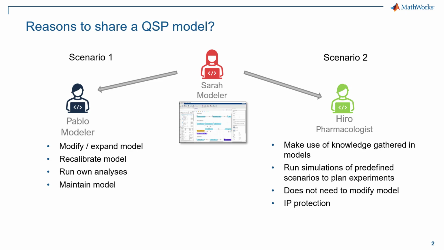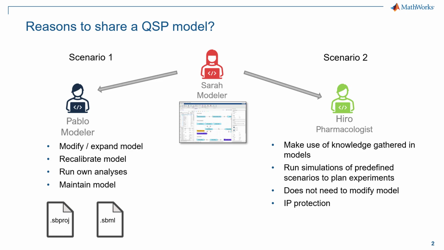So the solution to scenario number one is pretty straightforward. Sarah could share the SimBiology project file directly with Pablo. So the SBProj file would contain the model, the data she used for calibration, and any program she's developed for analysis. So Pablo, as a SimBiology user, could just load that file into SimBiology and will be able to reproduce all the results that Sarah has produced, and he would be able to modify the model and run his own analysis.